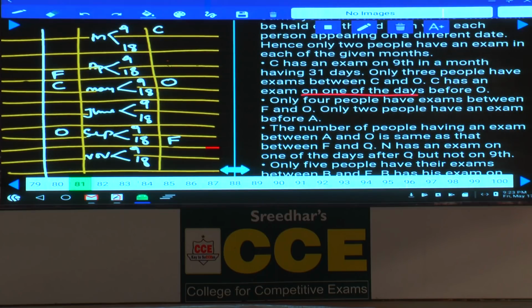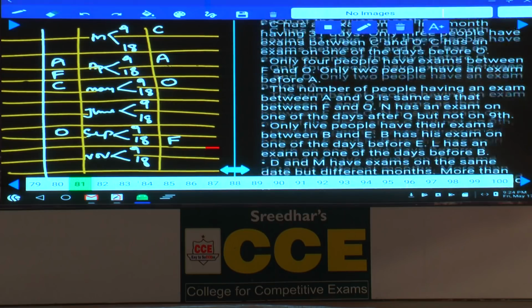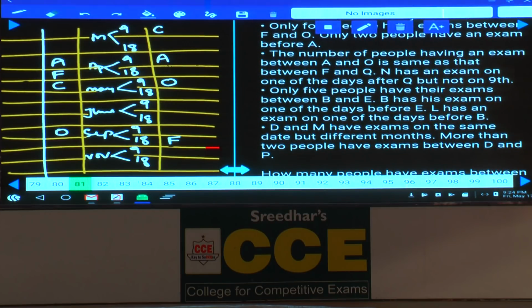Only 2 people have an exam before A. Before A, how many people? There must be 2 people, and only 2 people before A. Next one, the number of people having an exam between A and O is the same as between F and Q. Now between A and O, how many persons are there? There is exactly 1 person. Hence in this one, Q can be either on June, isn't it?